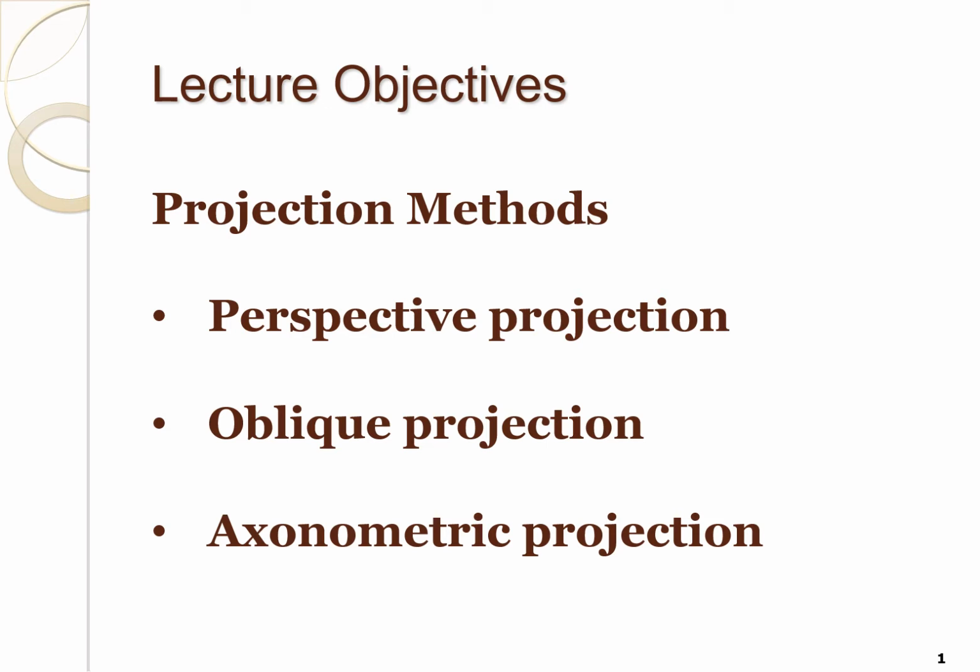As we talked about in the previous lecture, we saw parallel projection, orthographic projection and multi-view projection. So today we will just look at perspective projection, oblique projection, that is part of a parallel projection, and axonometric projection, that is another type of orthographic projection.